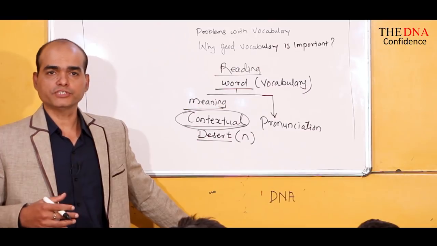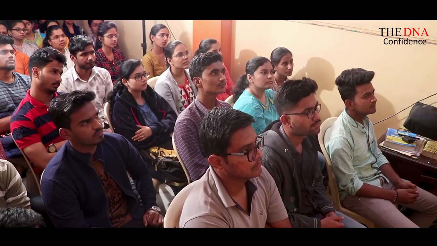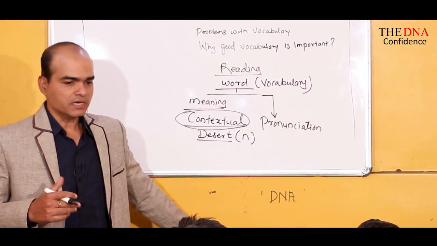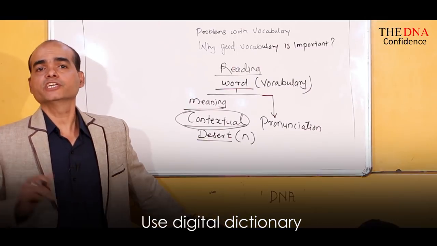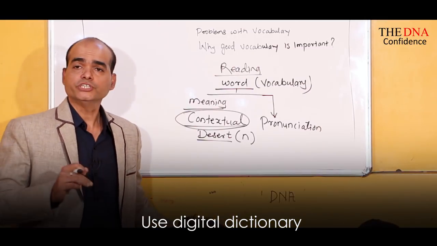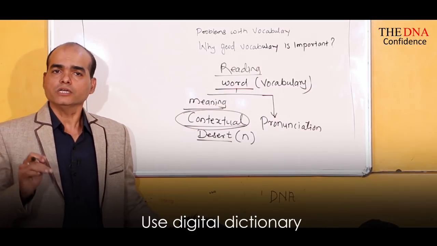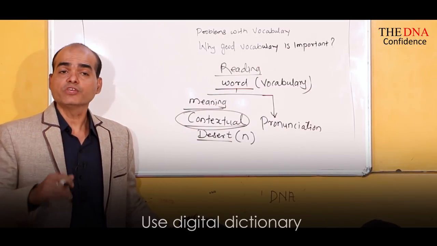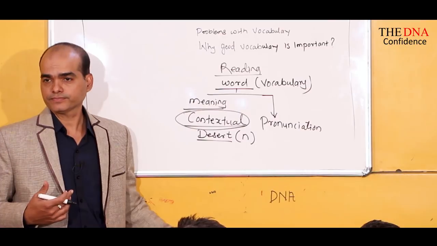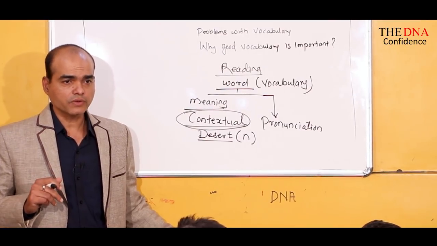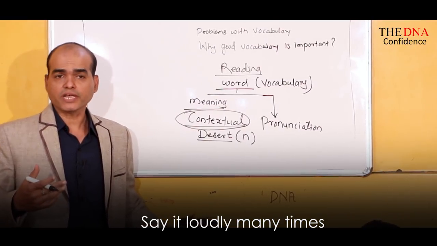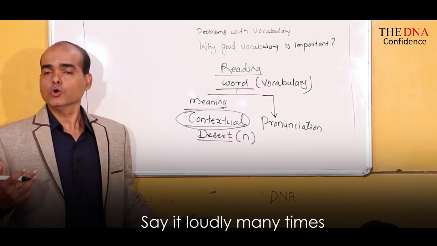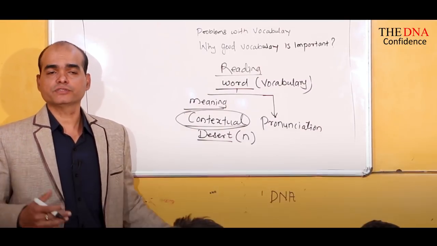Now, how to develop pronunciation? Most of the time, we make a lot of mistakes in pronunciation. And what happens is we don't have anyone around us who will correct our pronunciation. So for that, you have to use a digital dictionary. To improve your pronunciation, you have to use a digital dictionary. Now, you have to listen to the pronunciation and repeat it many times. All of you getting it? Listen to the pronunciation and repeat it many times. It's not like only once. Only then you will be familiar with the right pronunciation.